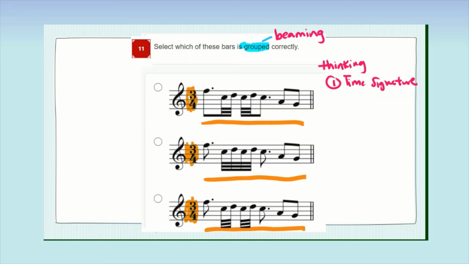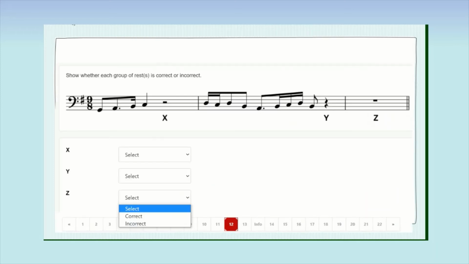Remember, we always think of the time signature as having two numbers. The bottom number will tell you the grouping. In this case, you have this time signature over here. Where's the bottom number? The bottom number is this number. So think what number this represents, and then you should know how the notes should be grouped. Let's move on.